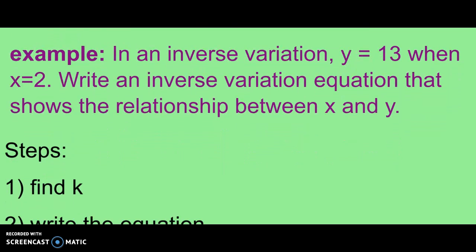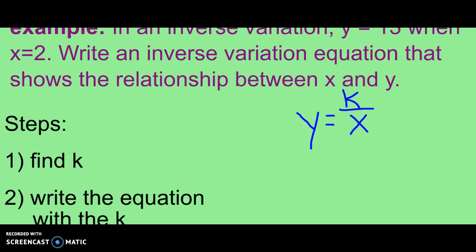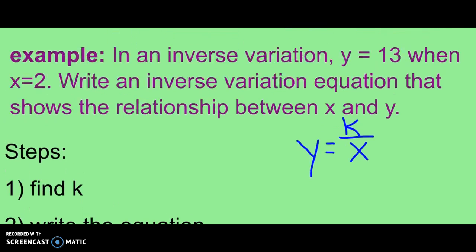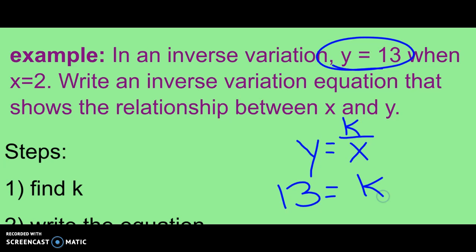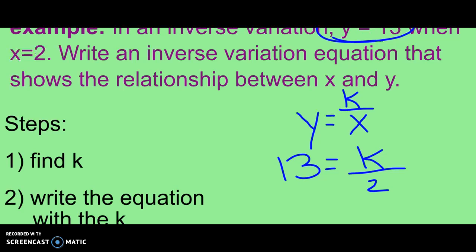All right, so I got the steps out for you. In an inverse variation, y is 13 when x is 2. So let's write out our equation for an inverse variation. It's y equals k divided by x. So we're going to find k. Let's put some numbers in for x and y. So y is 13, so let's put a 13 in. We don't know k, but we know that x is 2. Okay, so let's go and solve this.